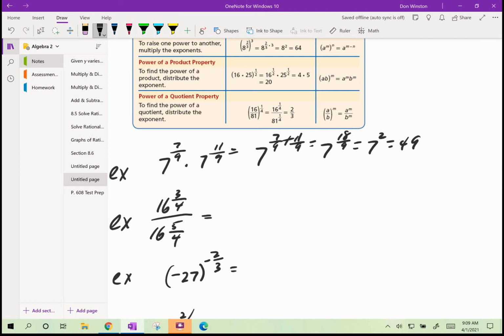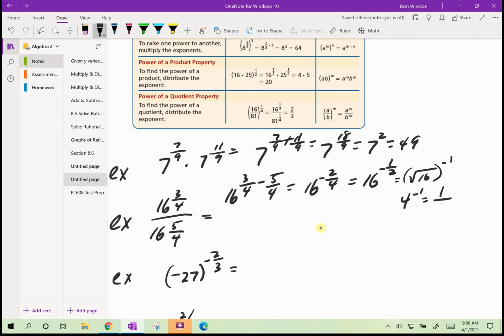In this example here, I have 16 raised to 3/4 divided by 16 raised to 5/4. So this would be 16 raised to 3/4 minus 5/4. And this would be 16 raised to the minus 2/4, which I can simplify as 16 raised to the minus 1/2. And that will be equal to the square root of 16 raised to the minus 1, which would be equal to 4 raised to the minus 1, which will equal 1 over 4.